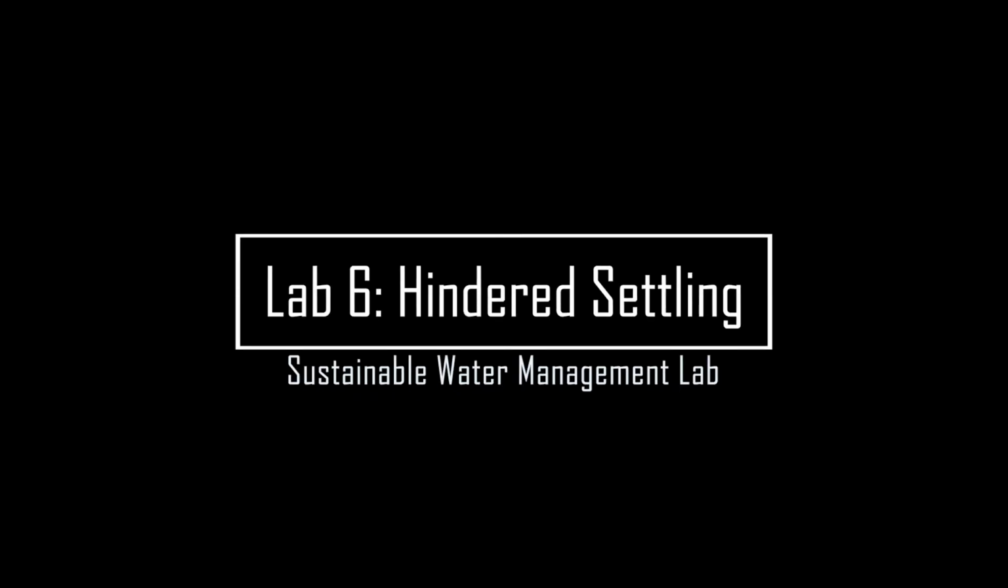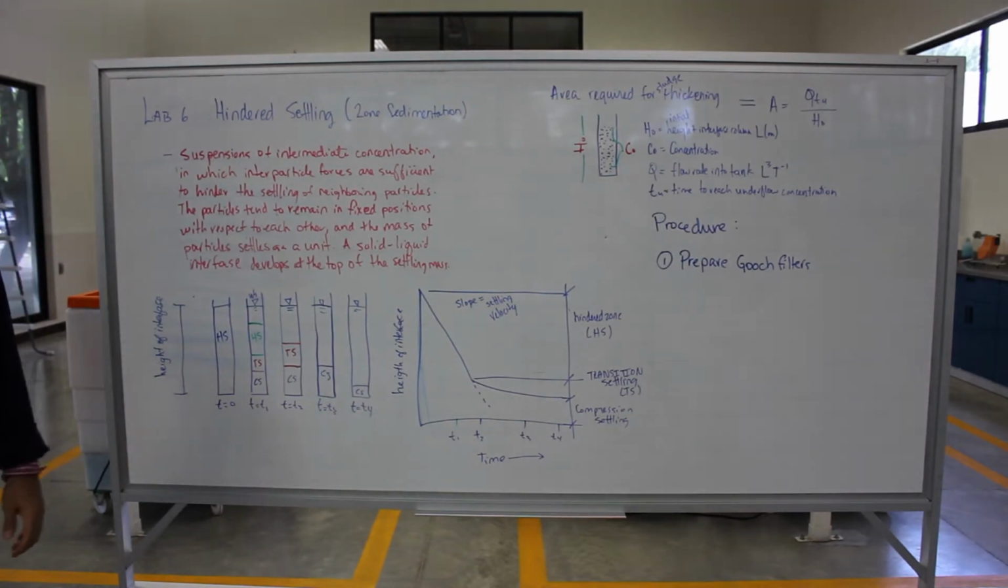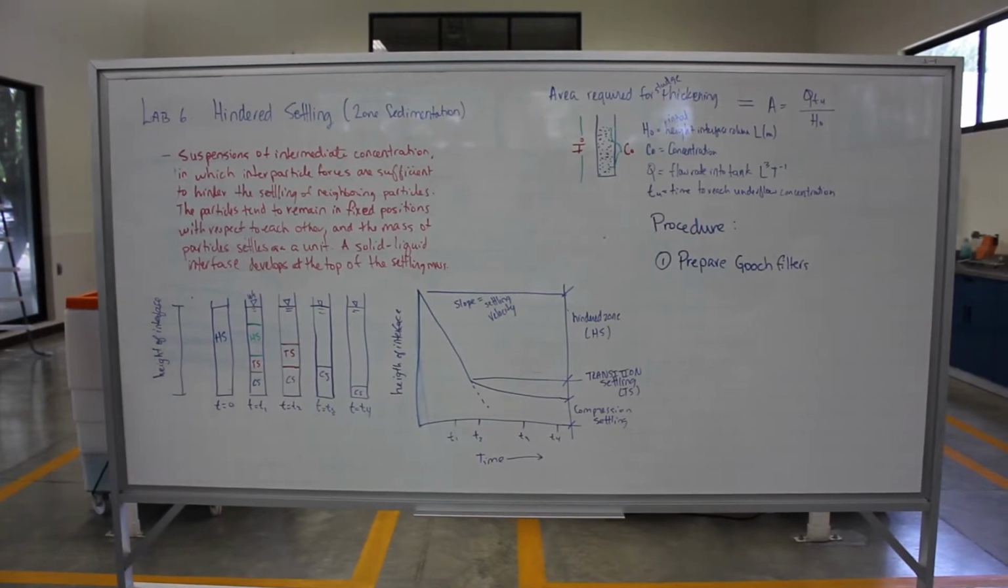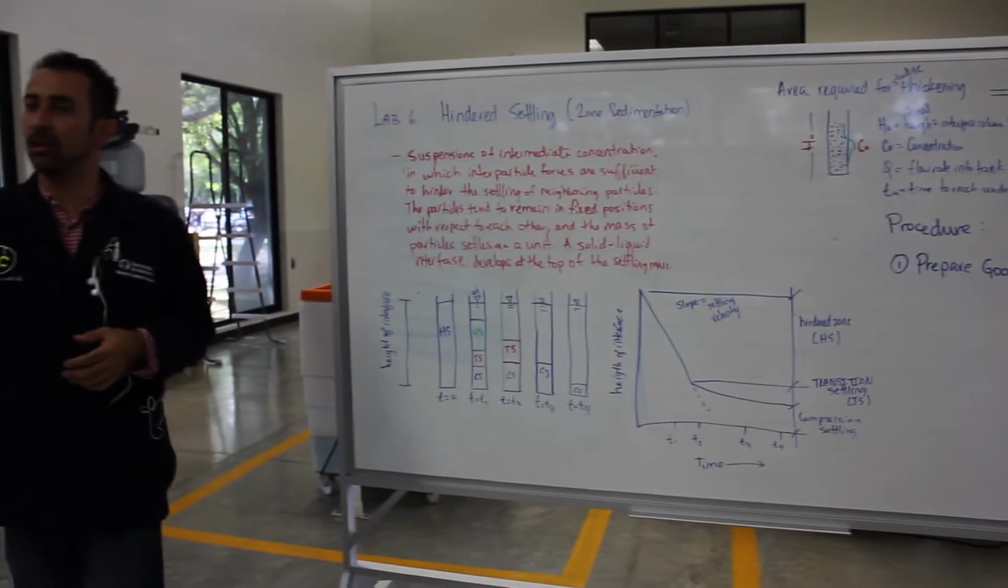Guys, and welcome to Lab 6. Today we're going to work with hindered settling, or massic sedimentation, in your Blackboard. Why massic? Well, you're going to observe a mass of sediments, those particles getting pushed together on the bottom of our sedimentation column.